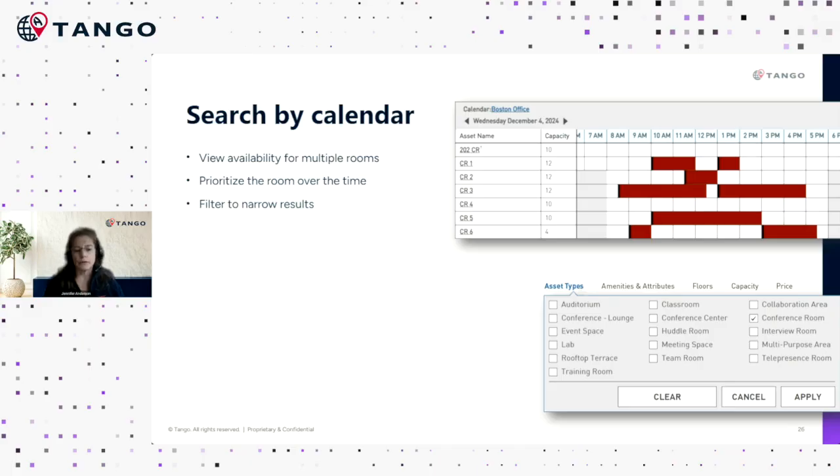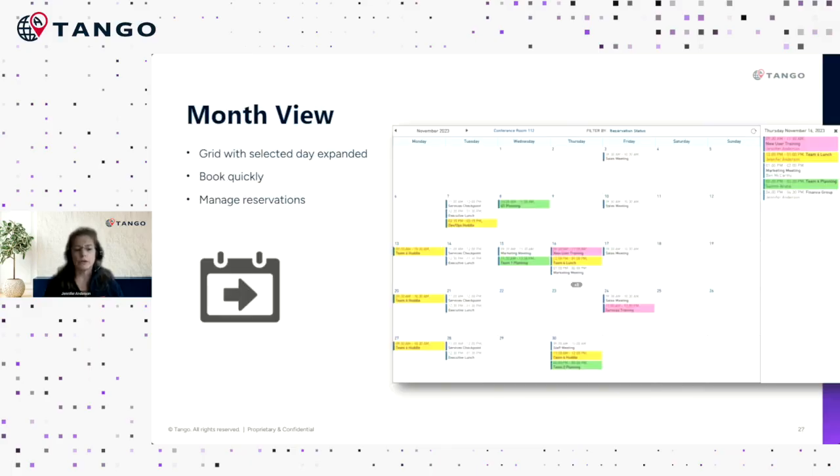Use Month View to see each room's reservations on a month grid. It's available wherever you see this icon. From this view, you can book a reservation. Users with the right to manage other users' reservations can also manage from this page.